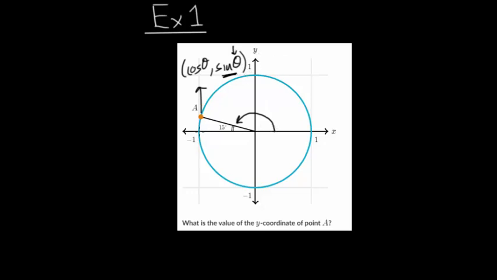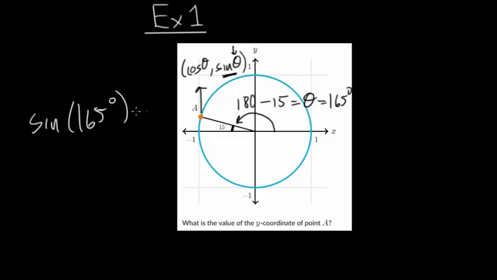And like I mentioned above, since this angle and this angle here form the angles of a line, we know that they're supplementary. So we can take 180 degrees and just subtract off 15, and that'll tell us what theta is. And so theta in this case is 165 degrees. So if we evaluate the sine of 165 degrees, we can figure out exactly what the y-coordinate of point A is. And when you evaluate this in the calculator, what you get is 0.2588.